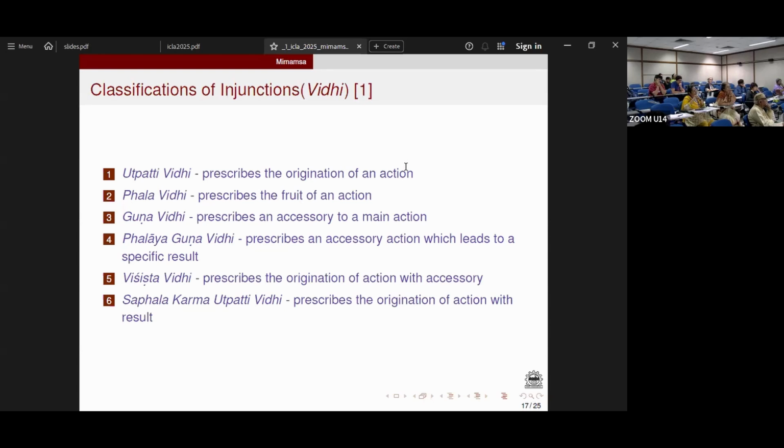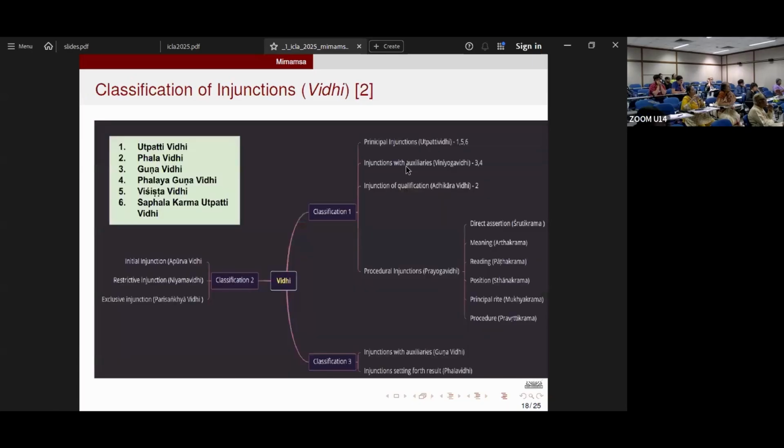So these are 6 different types of injunctions. It's one kind of classification. All the injunctions that are there can be put into one of these 6 categories. Again, this is a picture that's giving you this classification, which is 1 to 6 that we just mentioned.